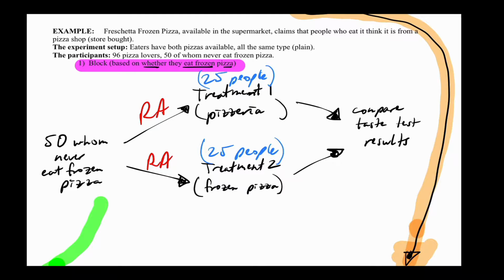Treatment 1 is the pizzeria. Treatment 2 is the frozen pizza. If you have those reversed, it's okay. And then I'm going to compare taste test results. So part of my process is a taste test. I'm going to explain what that taste test is going to look like later.